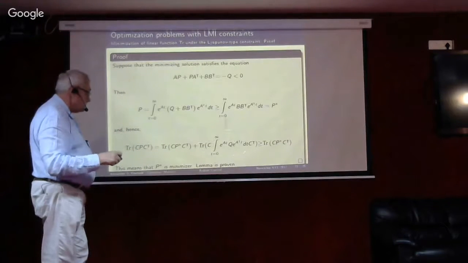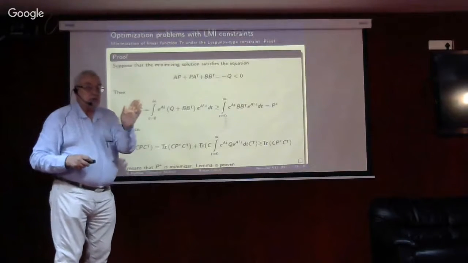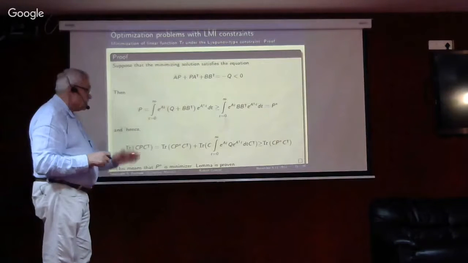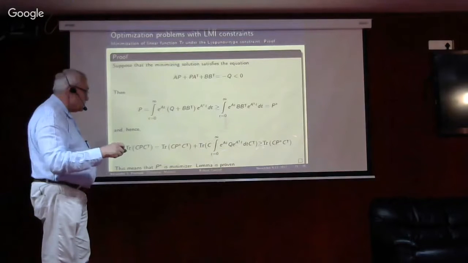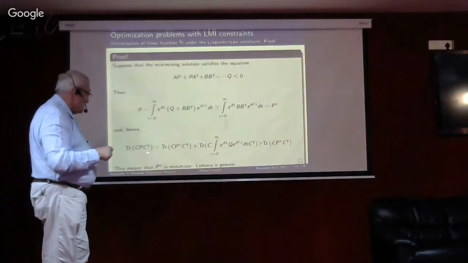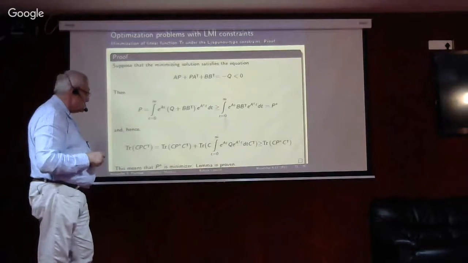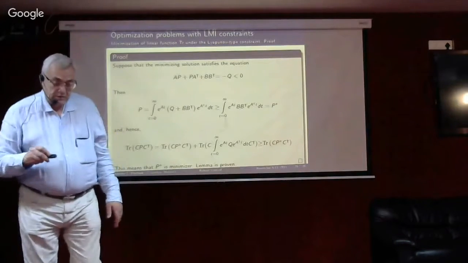So this term is non-negative definite, because the trace is a summation of eigenvalues. So the whole summation is also greater than or equal to 0. This term is non-negative, so the trace is greater than or equal to exactly this. So this is the minimum of this expression. This is the proof of the lemma. It's very simple, but sometimes it's useful.